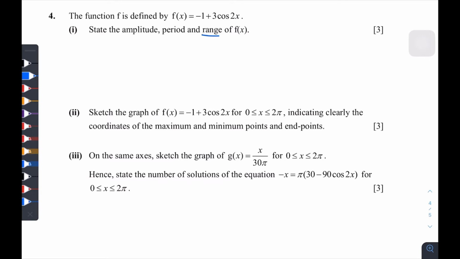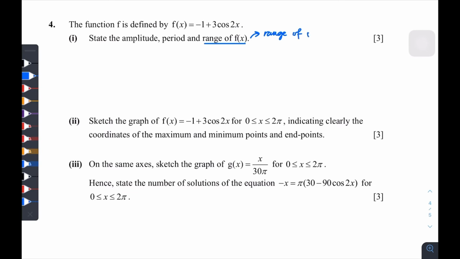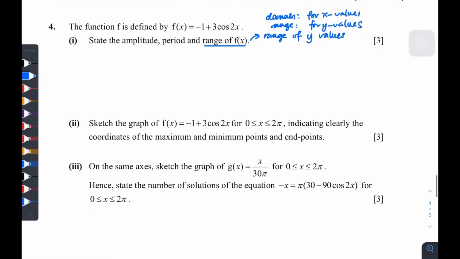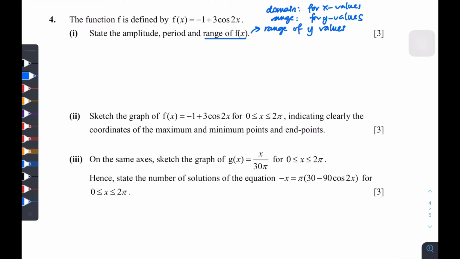Okay, so we have a range. So what do we mean by range of f(x)? Range of f(x) means the range of y values. Okay, range of y values. So some function terms for you: the domain is for x values, and the word range we normally use for y values. Okay, so some info for you, not really important now, but I would like to repeat it for you.